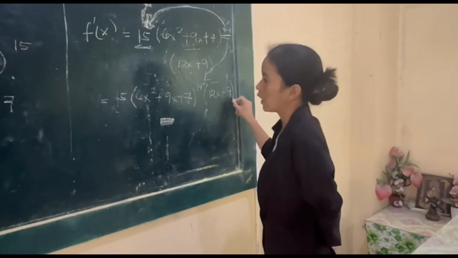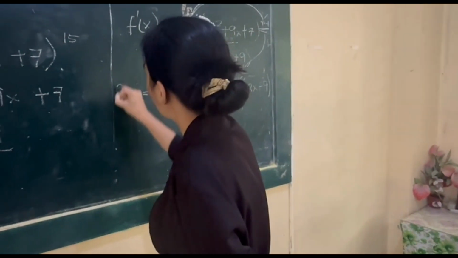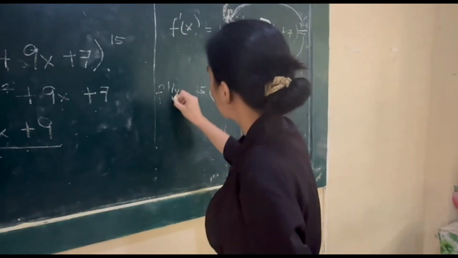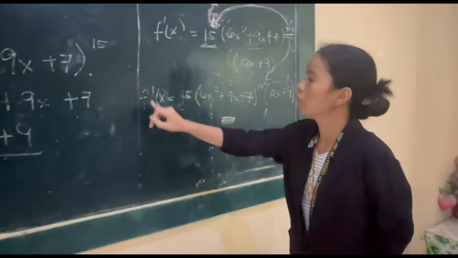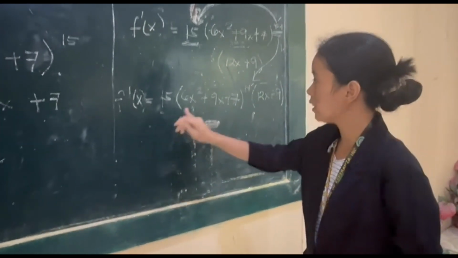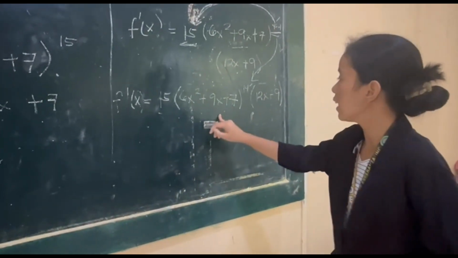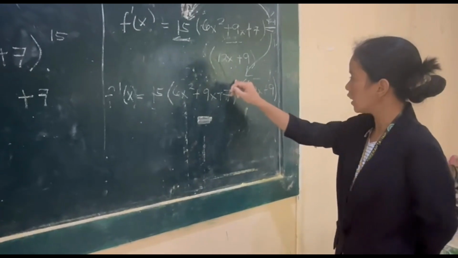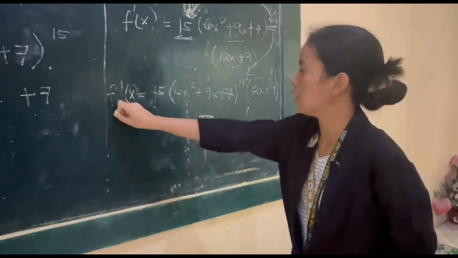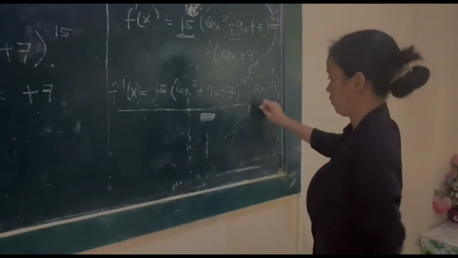12x plus 9. So the final answer of f prime of x is equal to 15, 6x squared plus 9x plus 7 raised to the power of 14, times 12x plus 9, and this is our final answer.